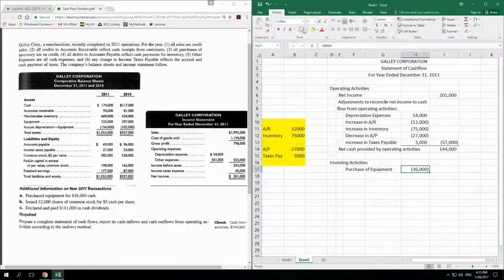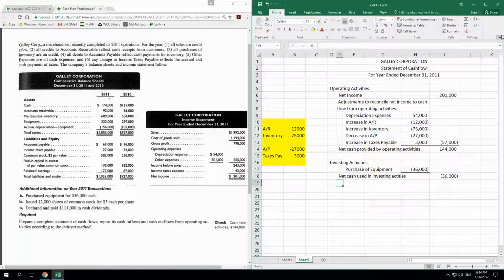So you know how we kind of get redundant. I would probably set it up like that, and then I would say net cash used in investing activities. That's the only one that I see, right? But you want to look really good, right?